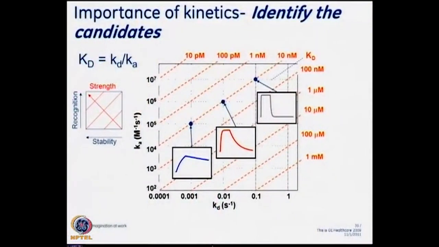So if you look at this slide, now here on this slide, you have three interactions which are captured. You have interaction one, which is captured in blue, interaction two, which is captured in red, and interaction three, which is captured in black. The important thing about all these three interactions is that all these three interactions have the same affinity. They have varying K on and K off, but they have the same affinity.